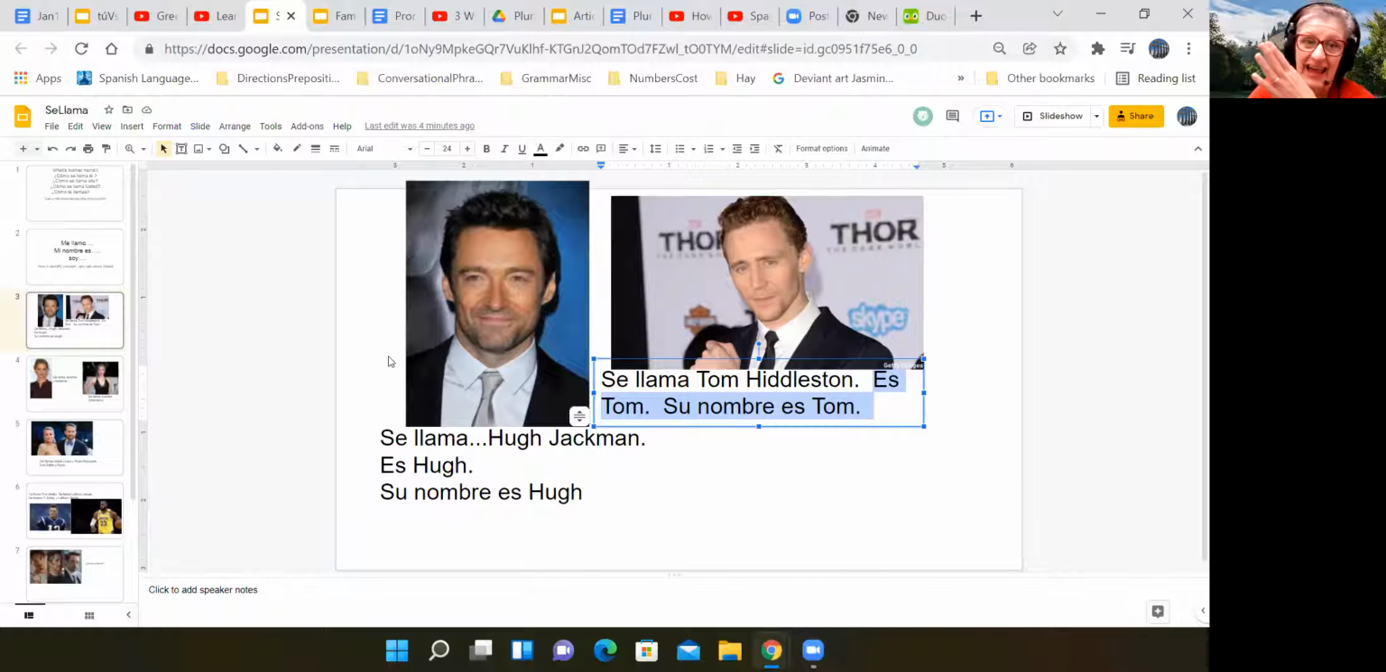So if I talk about one person, in this case each one is a guy, se llama, I might say él, he. Él is the word for he. Él se llama Hugh Jackman. Él se llama Tom Hiddleston.